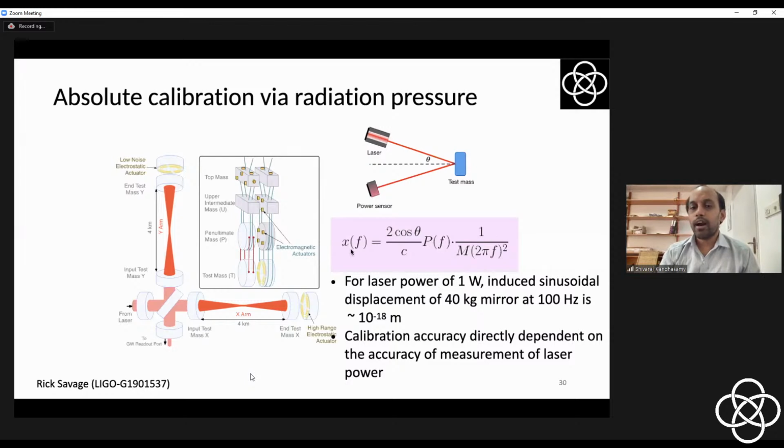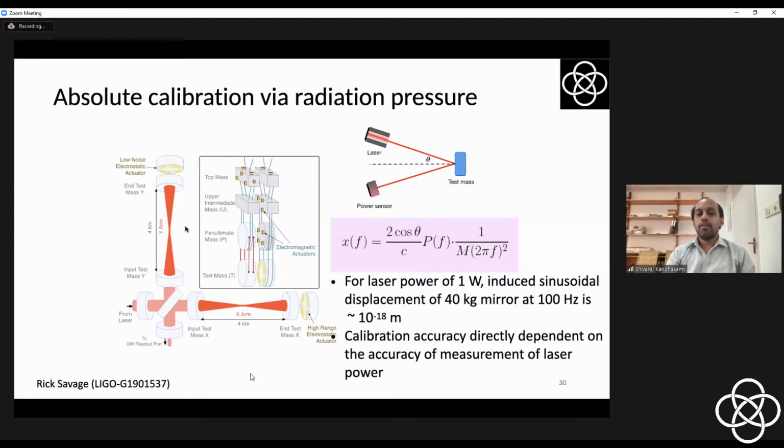So from this you can calculate the motion of this test mass for a given laser power P. The angle at which we send the laser to the mirror is almost fixed. The mass of the mirror is also fixed. And the frequency we can select, the frequency at which we modulate this laser light. So this is in our hand, and m and theta are almost constant. So only if we know P, then we can calculate the length motion of this mirror.